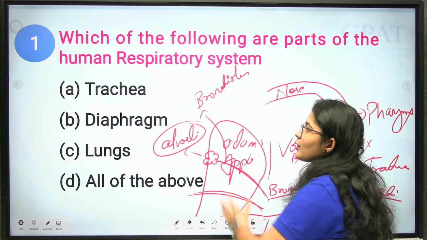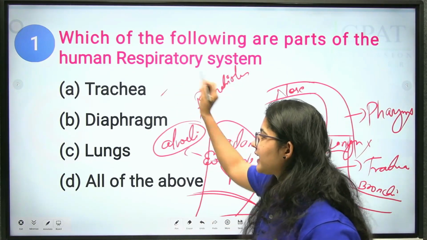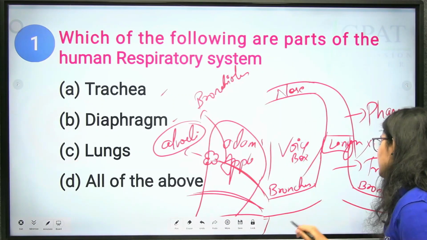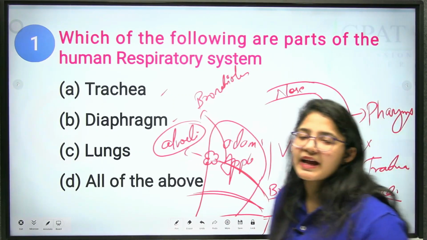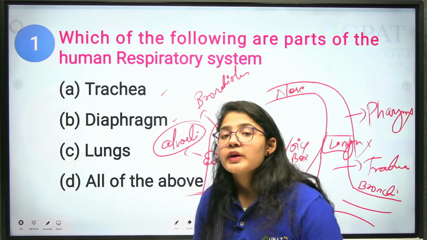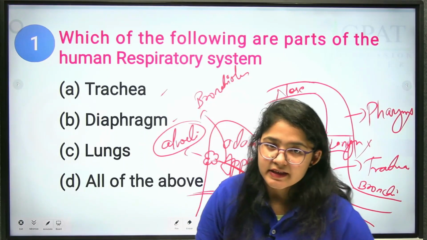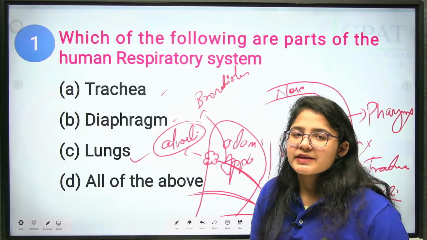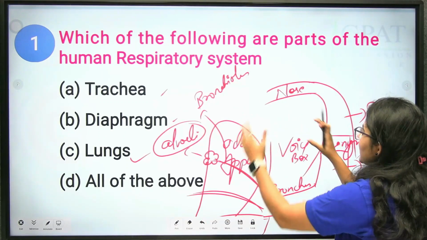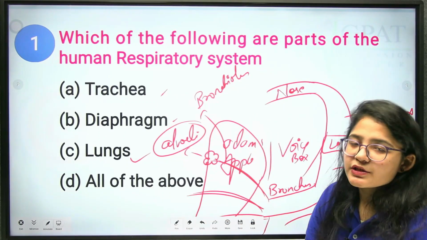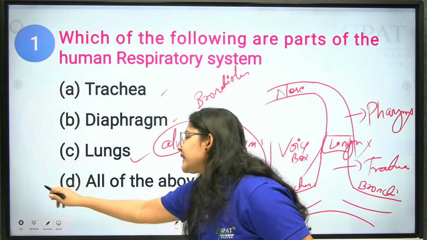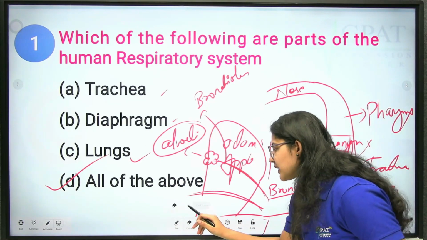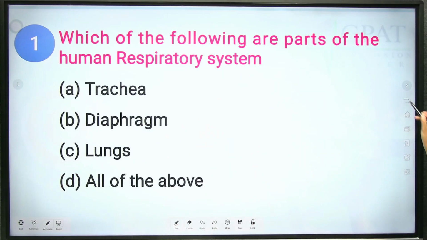According to our options, yes, we have trachea. Also we have the diaphragm, which is situated just below the lungs. It helps your lungs to inhale and exhale the gases. Clear? And we have the lungs. Obviously the respiratory system consists of the lungs, because all these portions are covered by your lungs. So the correct answer will be all of the above. Clear?